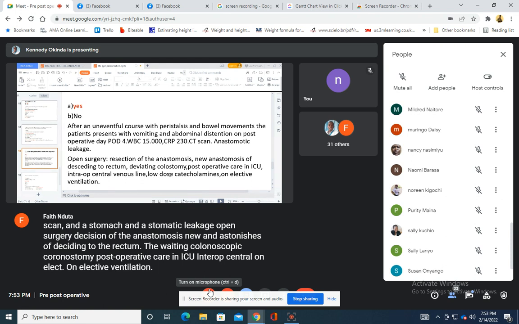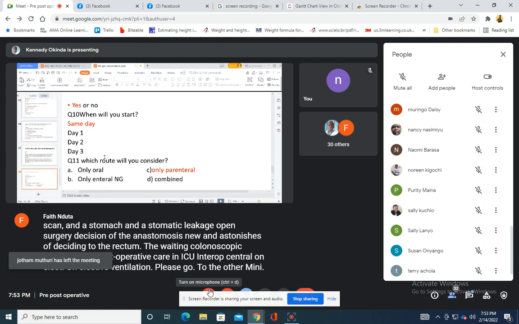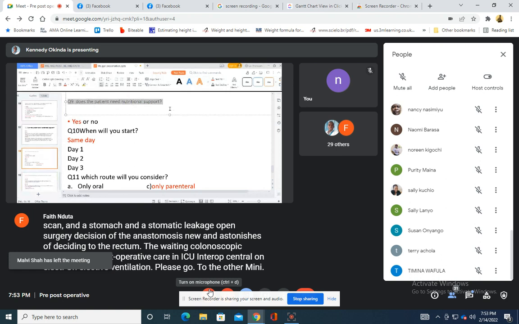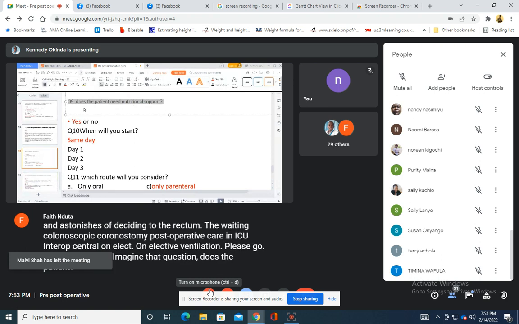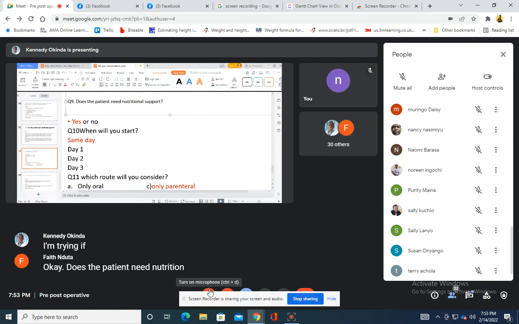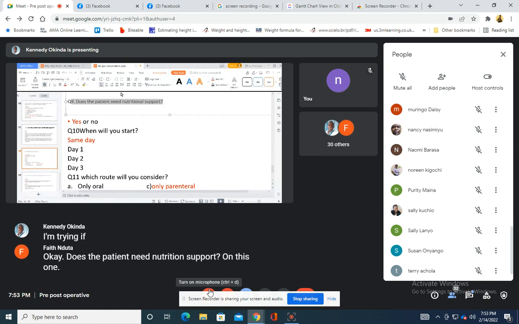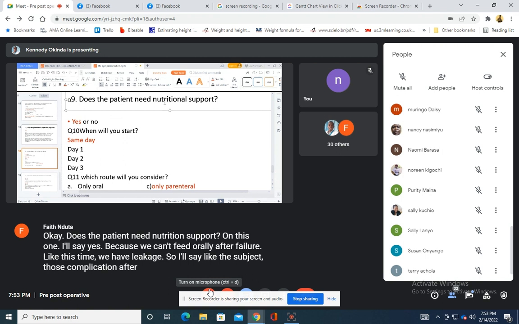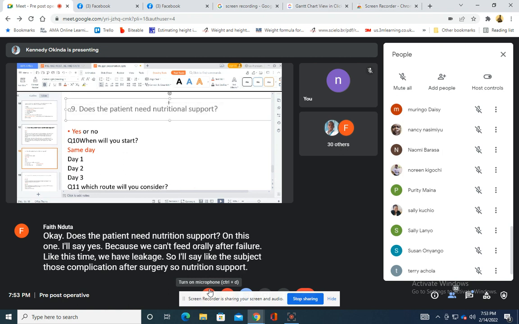Please go to the other one. Enlarge on that question. I'm trying. Okay, does the patient need nutrition support? On this one, I'll say yes, because we can't feed orally after failure. Like this time we have leakage. So I'll say like the surgery, there was complication after surgery. So nutrition support, I'll say completely yes.